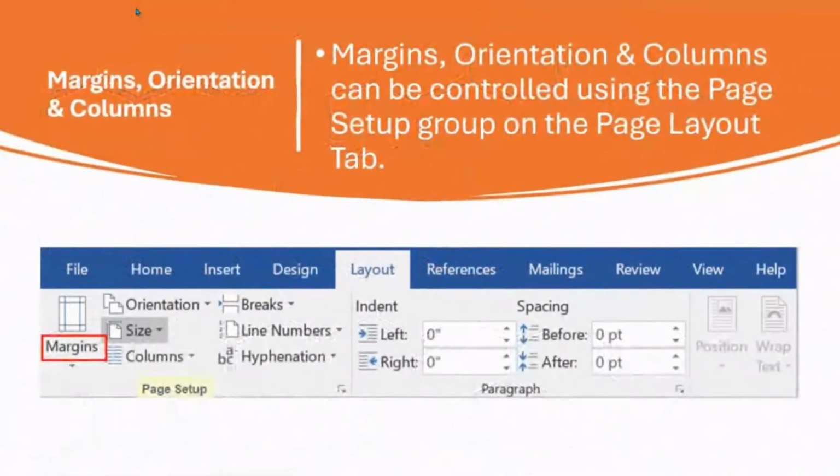Now moving right along to margins, orientations, and columns. Margin, orientation, and columns can be controlled using the page setup group on the page layout tab. So different group, different tab to find different things. If we want to adjust our margins, change the orientation, or add columns to our document, then we need to go to the layout tab and find the page setup group.